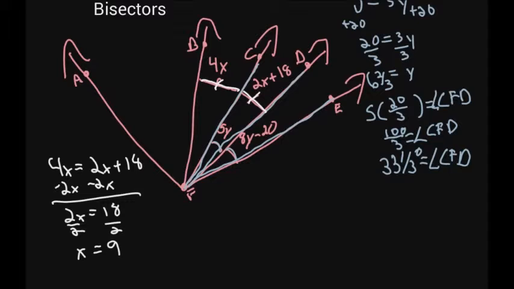So I just substitute that into either of those equations and solve. The easiest one I think would be the 4x. So 4 times 9 equals 36. So this line right here would be 36. This line right here would also be 36. That's not the degrees, that's the length of the line.